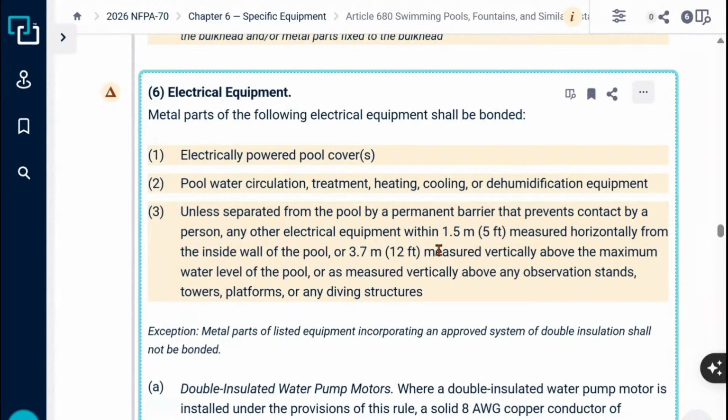within 5 foot measured horizontally from the inside wall of the pool, right? So from the inside wall, does that necessarily mean that it always has to go out, or can it go in? Measure from the inside. So could I measure inside this way or that way? I could go either way. I don't think we ever think about that.